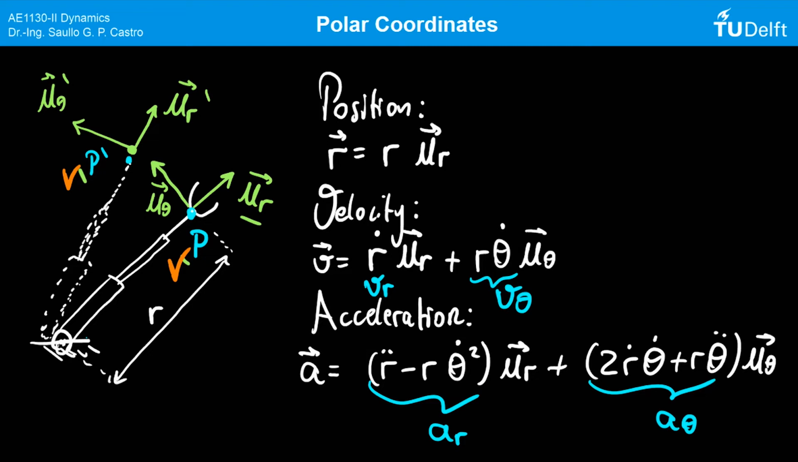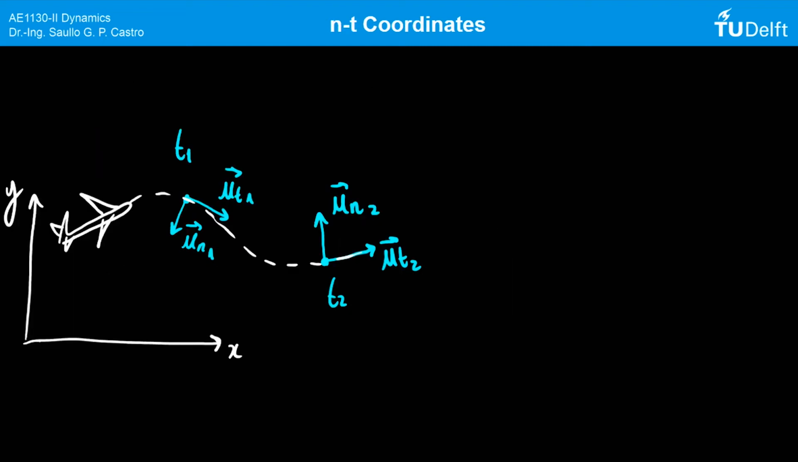Now let's proceed with the derivation of the normal tangential coordinate system. Imagine we have the following situation of an aircraft flying on a 2D plane. We know the trajectory, which is described as y as a function of x. So we know the function y of x.